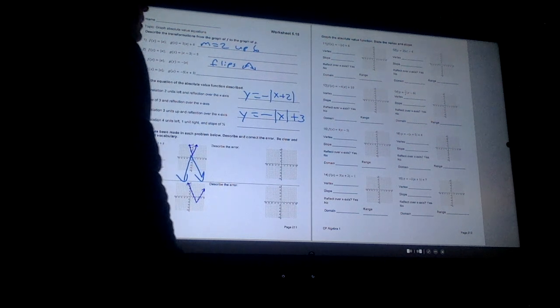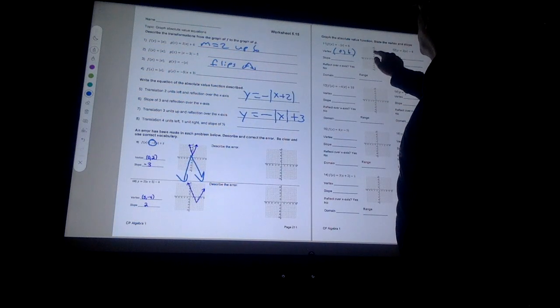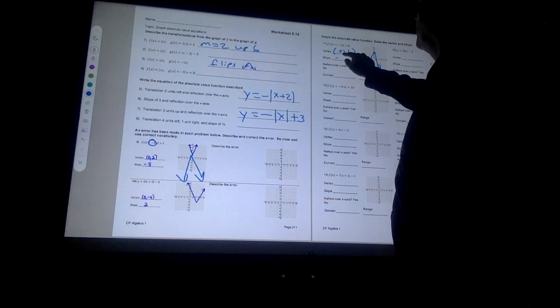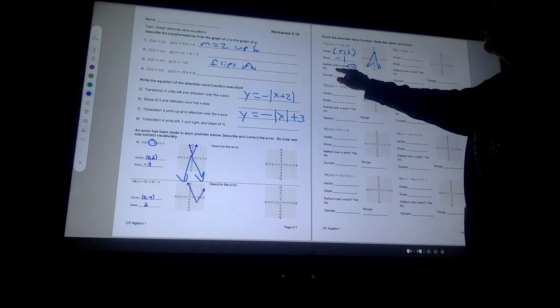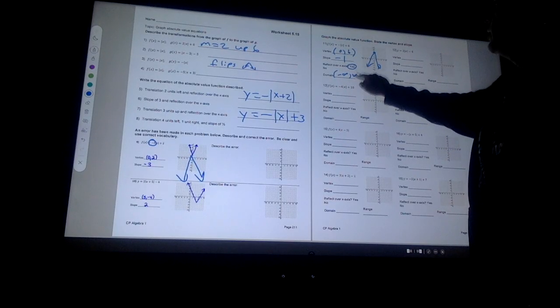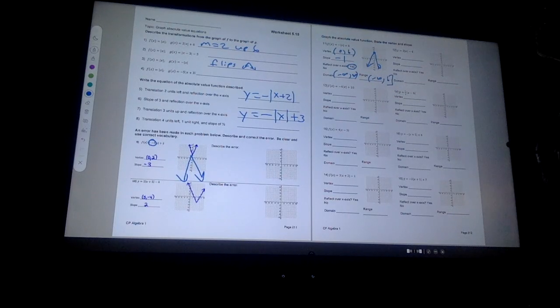Number 11, so the vertex is going to be at 0, 6. It's up here. It's going to go down 1, right 1. Slope is negative 1. Reflect over the x-axis. Yes. Domain, negative to positive infinity. Range, negative infinity to 6, square bracket.